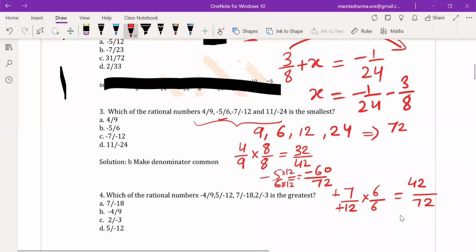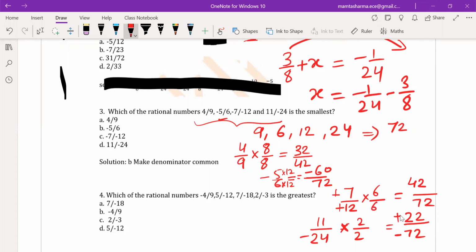Again convert this 11 by minus 24. You have to multiply this by 3 to make the denominator 72. Multiply both sides by 3, you will get 33 by minus 72. Now in equation 1, equation 2, we can send the minus to the numerator to get it in standard form. All the denominators are equal.